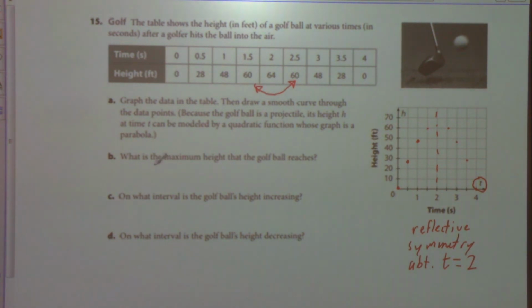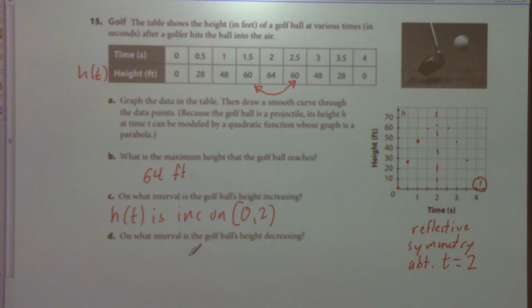Okay, next, what is the maximum height the ball reaches? 64 feet. At what interval is the golf ball's height increasing? I'm going to call this function h of t, because we have height in feet. So h of t is increasing on what interval? 0 to 2, right? And that's a good call, because some people will say 64, but you're looking at the x values.